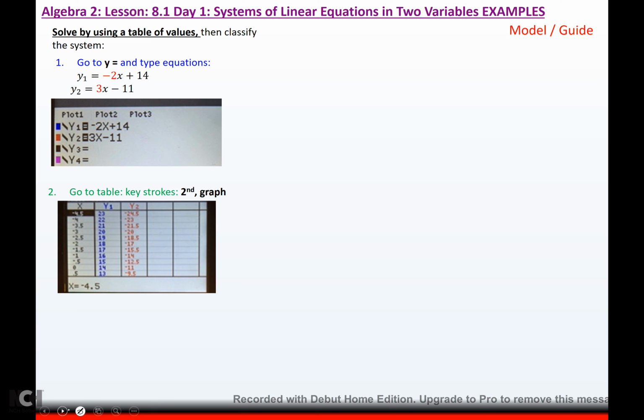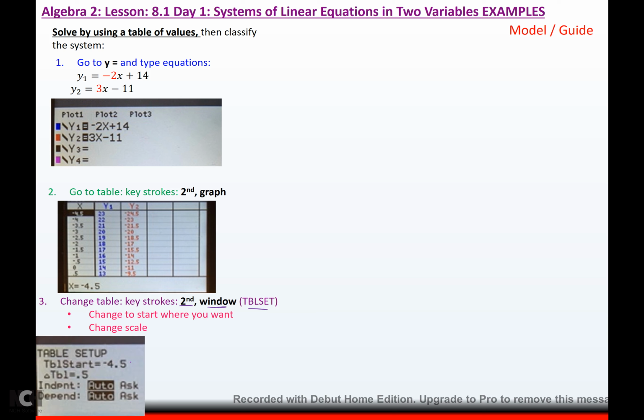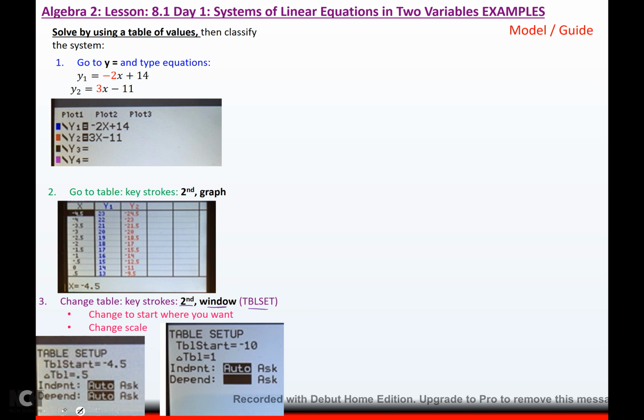Alright, so what you do, to change it, is you go to second window, which is table set, and choose to start where you want and change the scale to what you want. So mine is starting at negative 4.5 and counting by 0.5s. I'm going to change that, and I made it start at negative 10, and I told it to count by 1s. Okay, so you can change your table to do whatever you want.